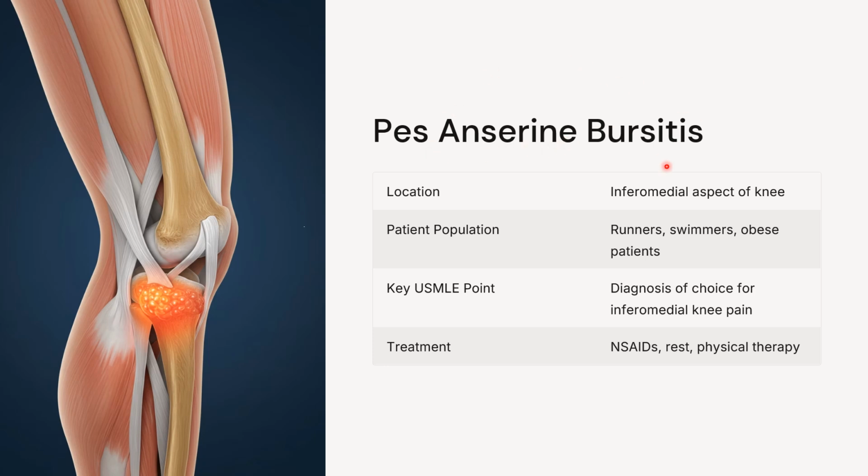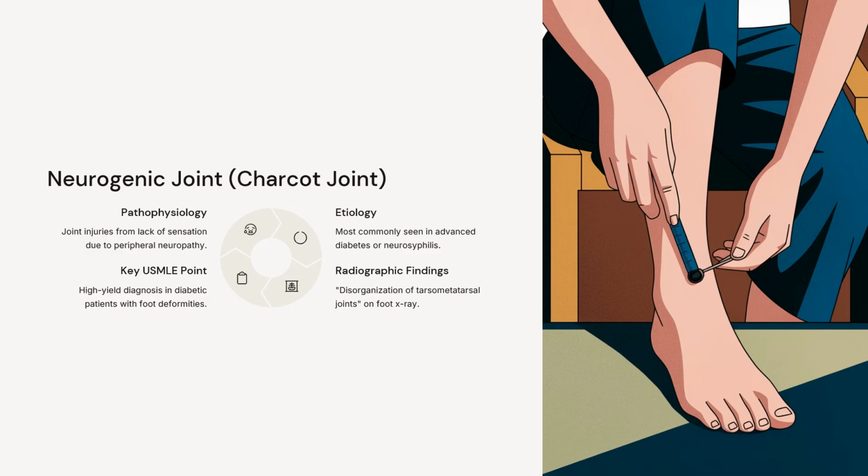What about pes anserine bursitis? There is a bursa present on the inferomedial aspect of the knee. This is seen in runners, swimmers, or also in obese patients. The diagnosis is made when there is inferomedial knee pain. Since it is inflammation, bursitis, NSAIDs, rest and physical therapy are the treatment.